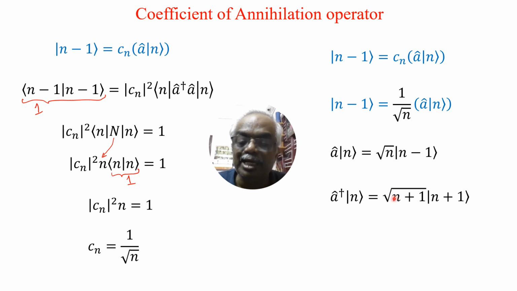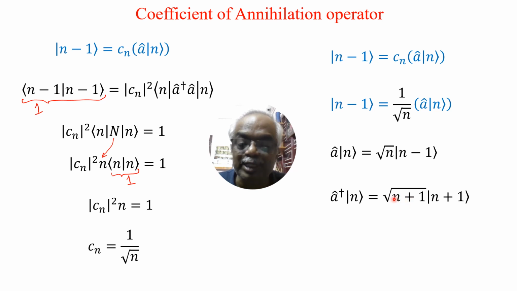Whereas here, when n is equal to 0, ground state energy, the system will move to the next higher energy, that is 1. So if it is 1, it will go to 2. That is the very important point. A dagger gives square root of n plus 1, whereas A is just square root of n. That is a very interesting property. Here the coefficient is root n, here it is root n plus 1.